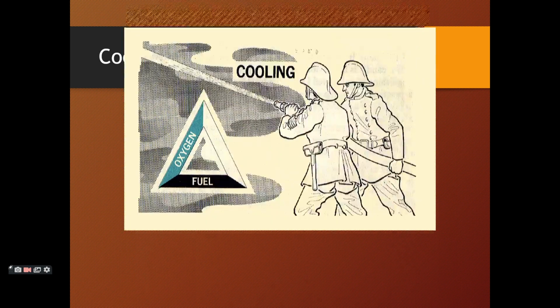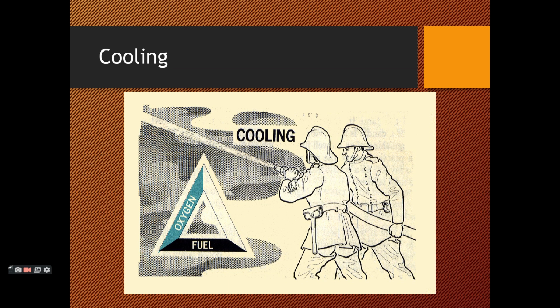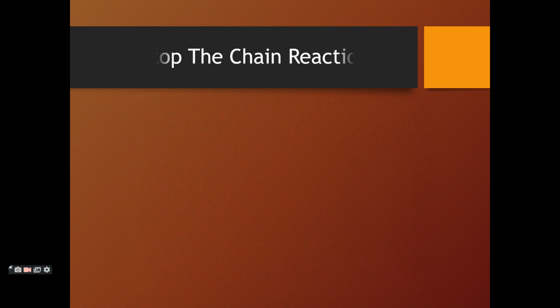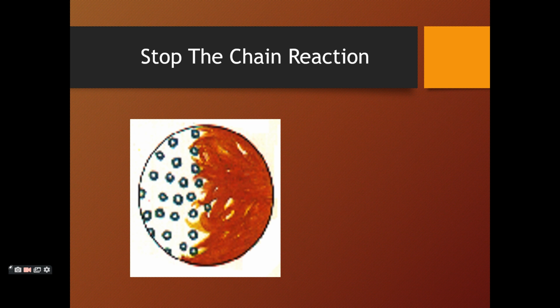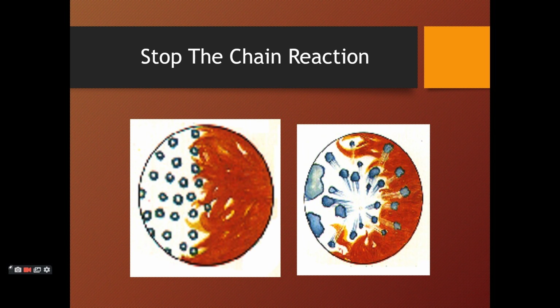After that, cooling. While you remove the heat, when the fire cools down, there won't be any fire. The fourth method is stop the chain reaction. How can you stop the chain reaction? You will not give substances to burn to the fire. After that, the fire will stop.